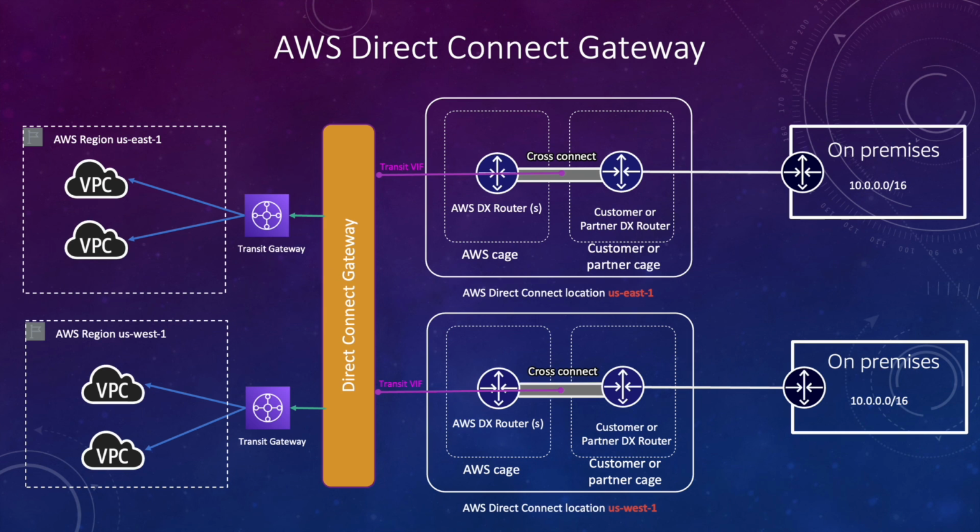So if you have multiple connections across different regions, suppose you have one connection through US East 1 and another from US West 1, you can use the same Direct Connect gateway to terminate those connections, and behind that you can have your transit gateways associated with it.